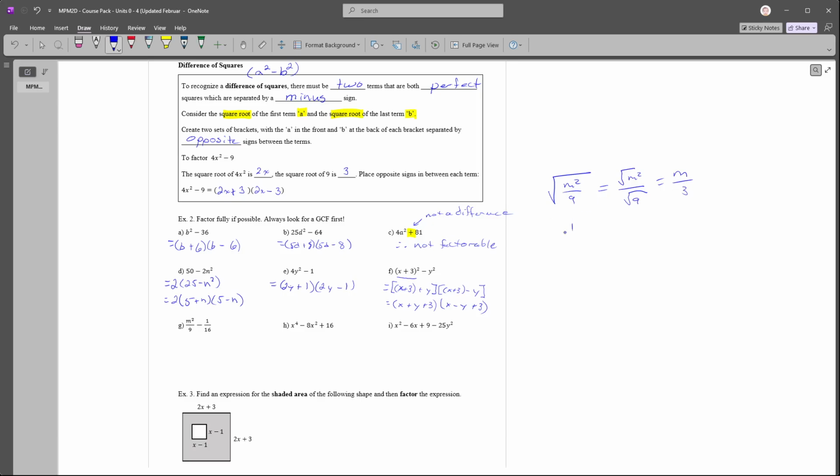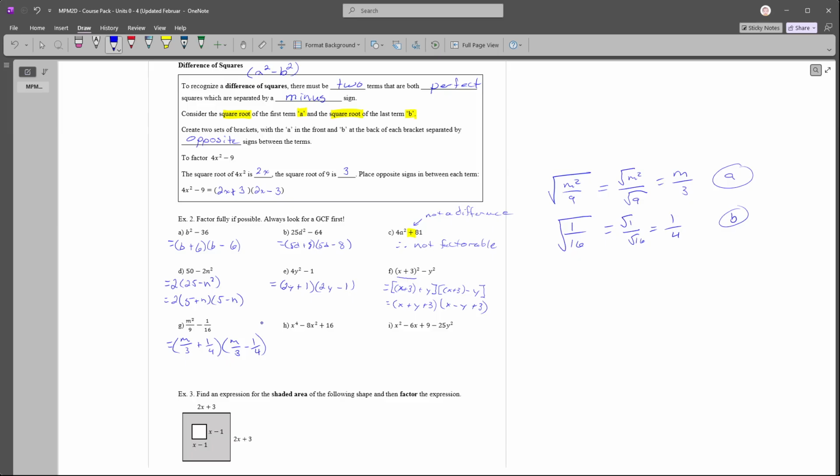What about 1 over 16? We want to see what the square root of that is. So again, we have the square root of 1 over the square root of 16. Well, that's 1 over 4. Again, we have a perfect square. So this is going to be our a term, and this is going to be our b term. So we can use that. They're being subtracted. So our first term is going to be m over 3 plus 1 over 4. And our second term is going to be m over 3 minus 1 over 4. And there we go.